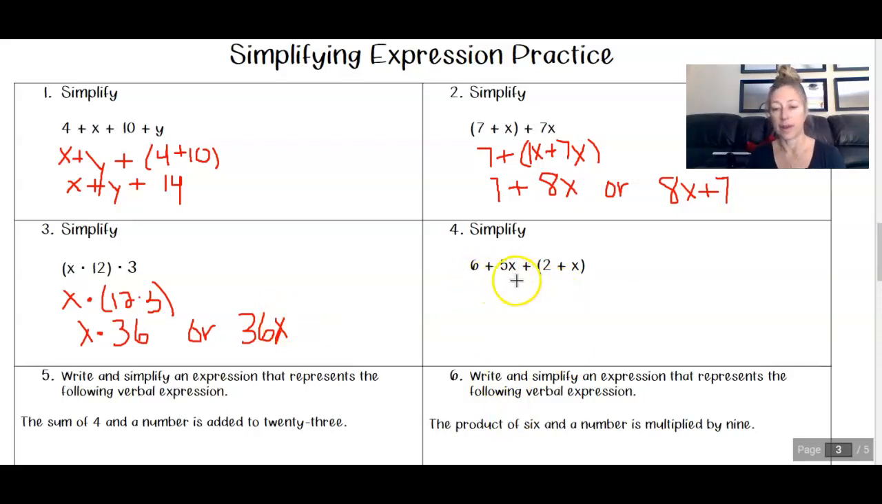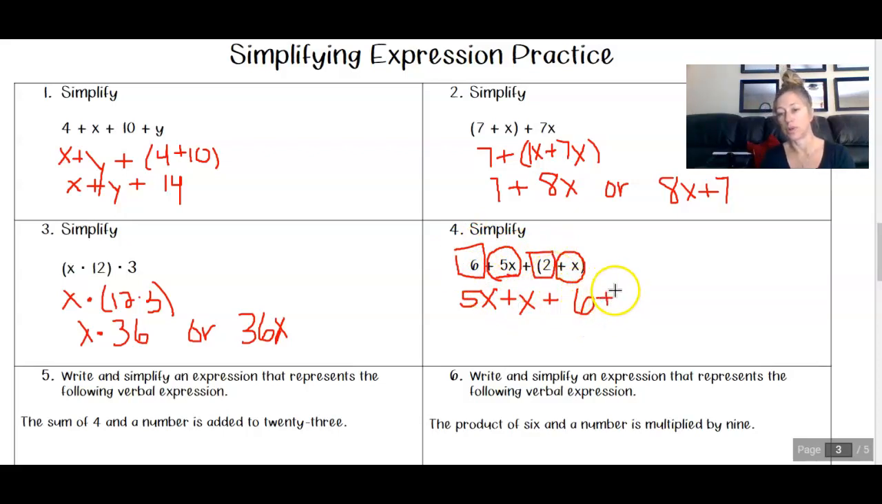If you notice, I've got x's here. And actually, let's get into this habit of circling and including the sign. These are both positive, so that's good news. I've got 5x plus x. And then, if you notice, and I'll use a different sign for these, I'm going to put a square around the constants. And I have 6 plus 2, so I'm going to just write that 6 plus 2.